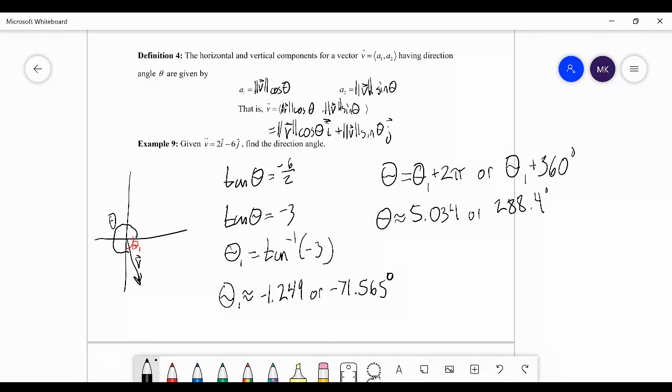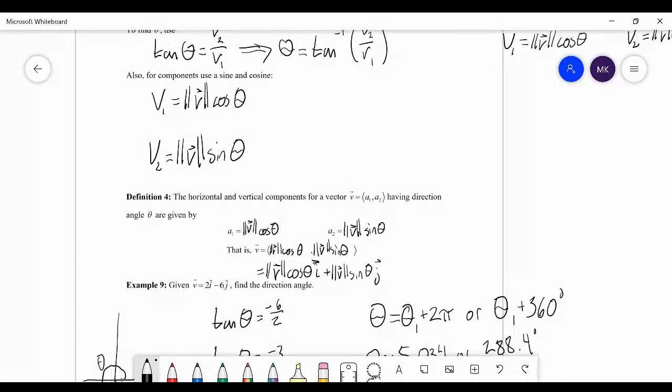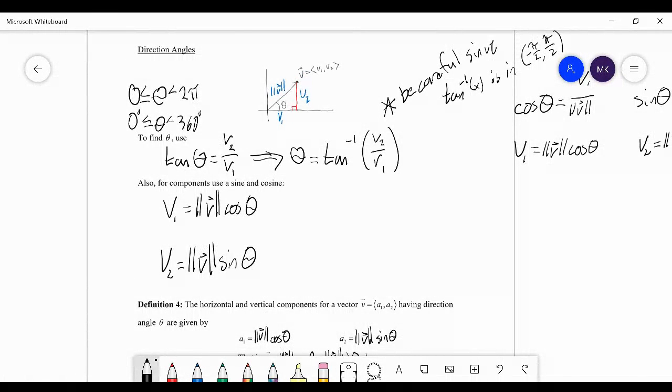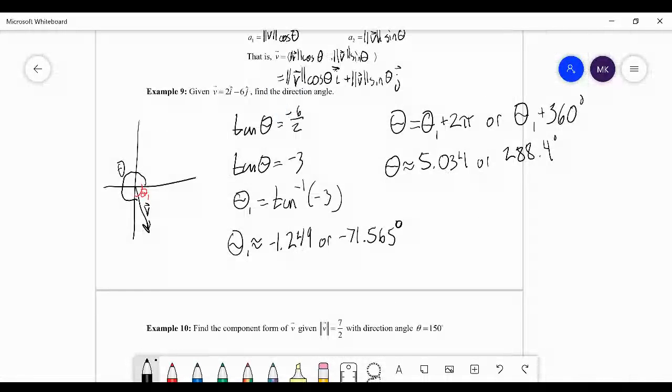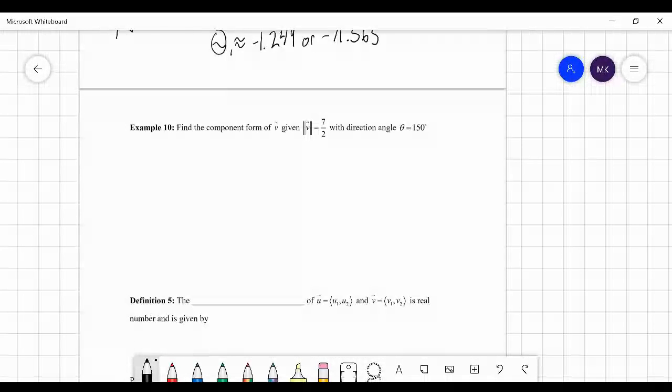288.4 degrees. So depending on what the question specifies, whether it specifies to give your answer in radians or degrees, make sure you follow those directions and do it that way. But that's it. Pretty straightforward and simple, right? So using these ideas here, that tangent of theta is v2 over v1, it means theta is tangent inverse of v2 over v1. Remember, be careful. You want to make sure we're using the right quadrant. We saw that in this problem here.